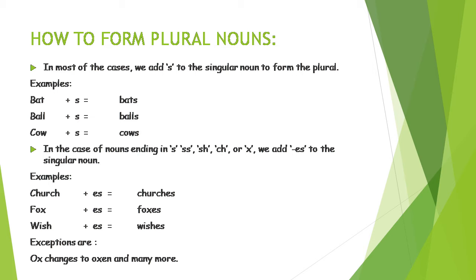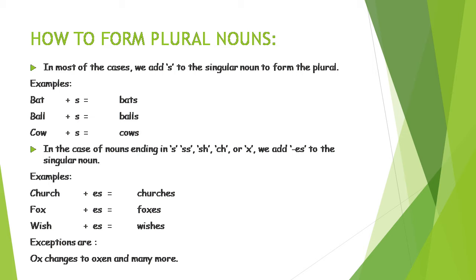In the case of nouns ending with s, ss, sh, ch, or x, we add es to the singular noun. So when do we add es? We add es when the singular form of the noun ends with s, ss, sh, ch, or x. Let us understand this with a few examples.